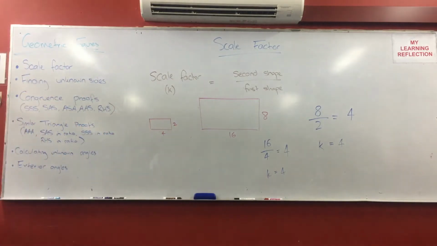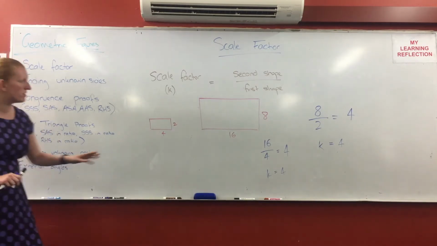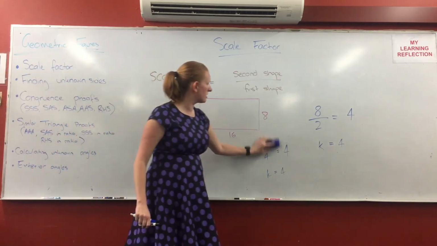Any questions about scale factor? Yes? You always have to do it with both matching sides. Yeah, you can just do it with one. If one is enough for you to find scale factor, generally that's all you have to do. I just did it with both just so you can see that it works with both.